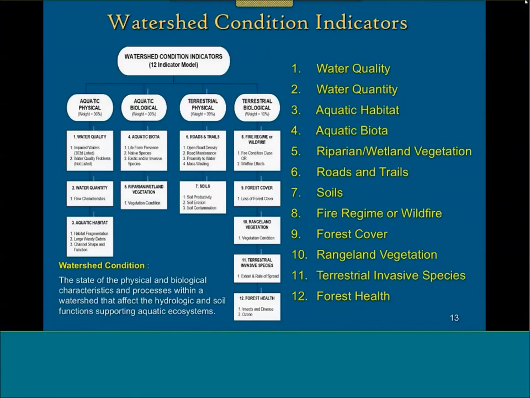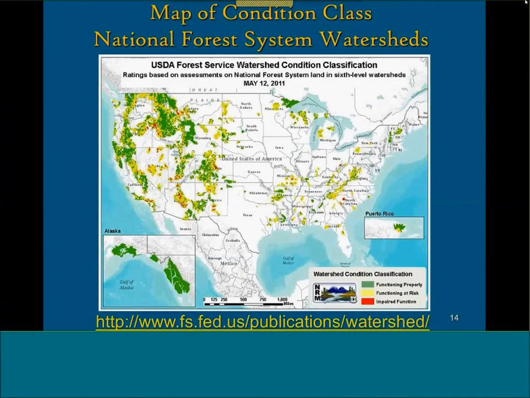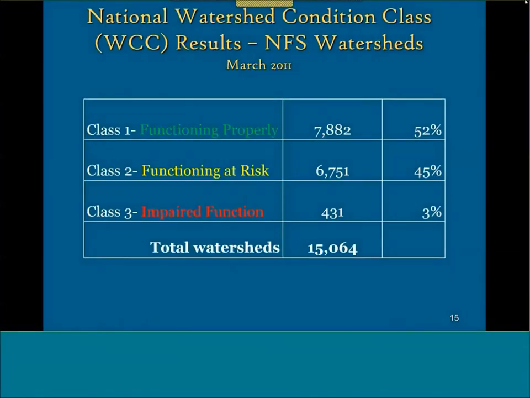So we did the assessment, and this is how the results came out. The green areas are where the watersheds were determined to be functioning properly. The yellow is where the watersheds were functioning at risk, and the red areas are where they have impaired function. And this is how it came out, statistically. Out of the 15,000 watersheds that we assessed, just over half of them were functioning properly, and only 3% were impaired.